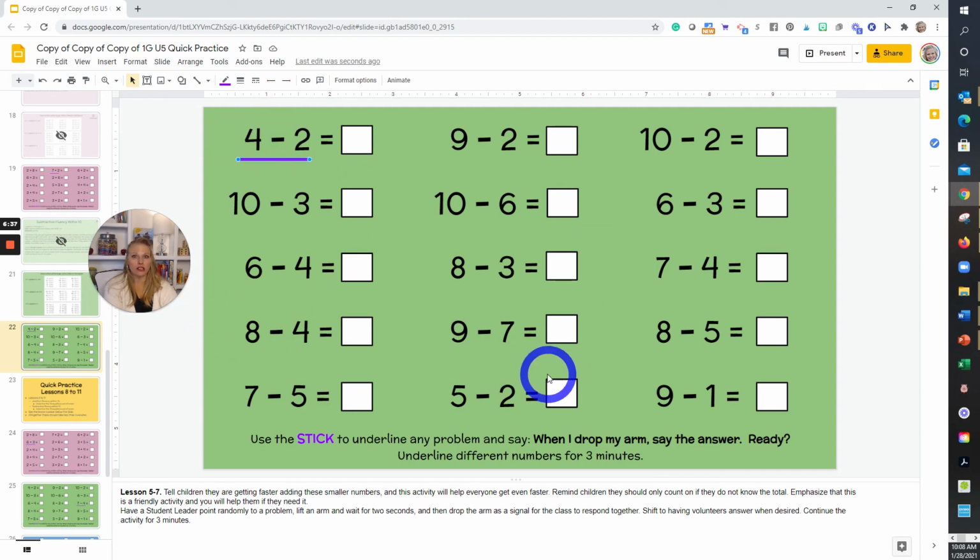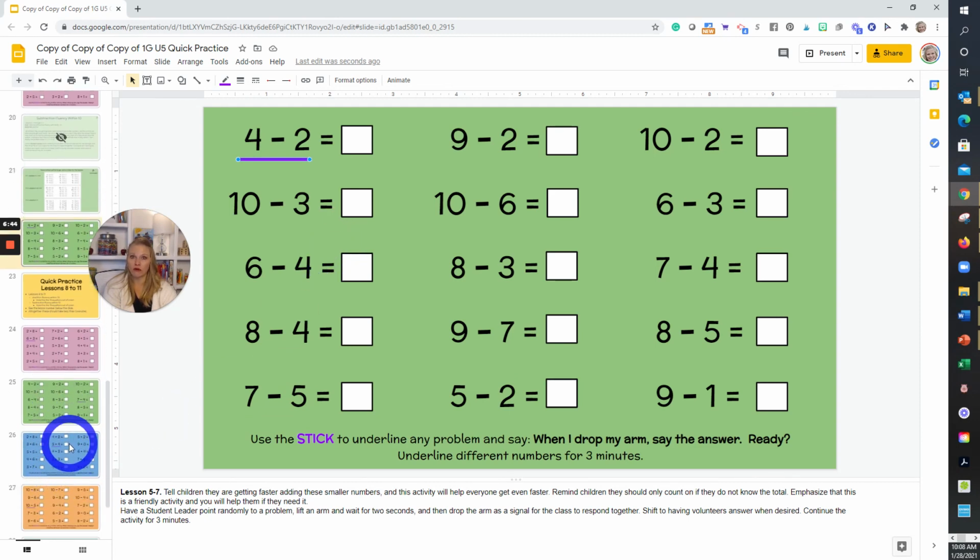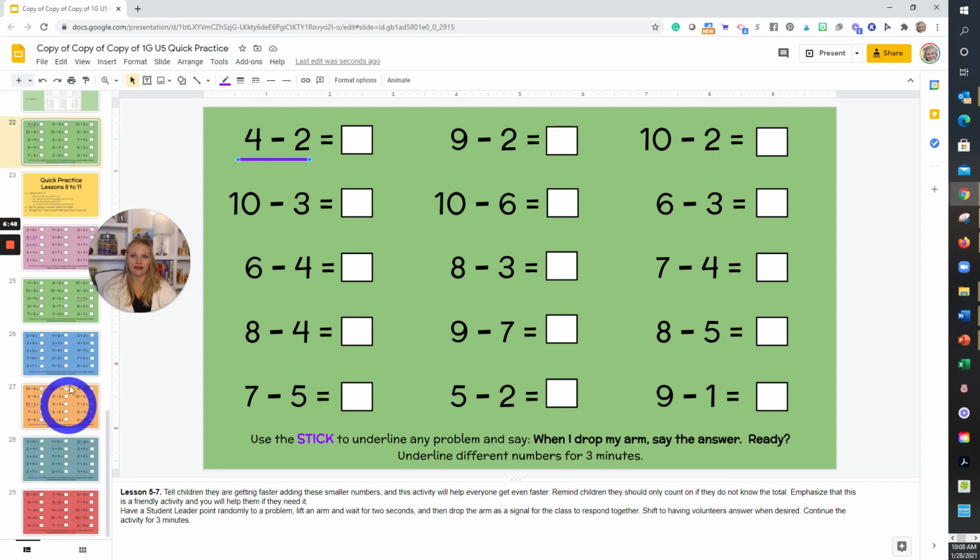So that can also continue to help students to make that connection between addition and subtraction, which tends to be one of the more effective ways to teach subtraction. So you're going to repeat that then all the way through lesson 11, and then we'll move on to unit 6.